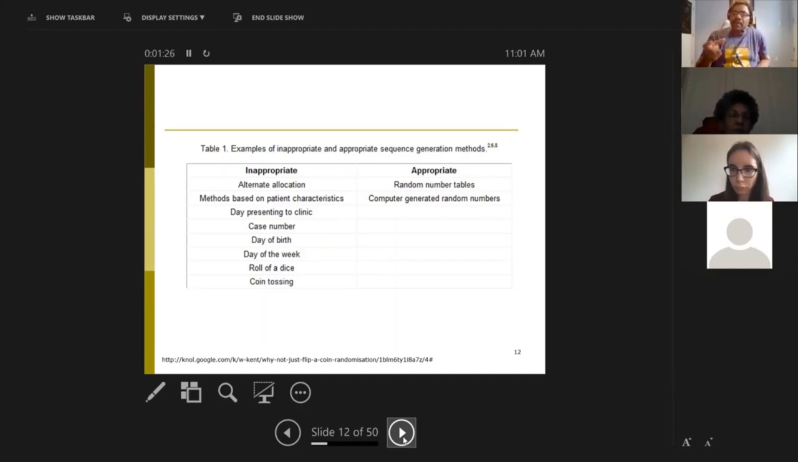Or if you come to the clinic on Monday, Wednesdays, and Fridays, you get treatment. If you come on the remaining days, you get placebo, right? That's also a type of alternation. Or we will look at the last two digits of your medical records number. If it's odd, then you get this. If it's even, then you get something else. Or we will randomize you based on the day of your birth, day of the week, rolling a dice, tossing a coin in front of the patient. None of them are good techniques for generating the sequence. Why? Alternative allocation, day of the week, are all inherently predictable.